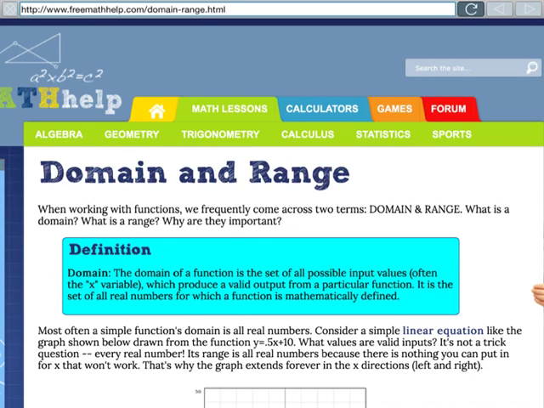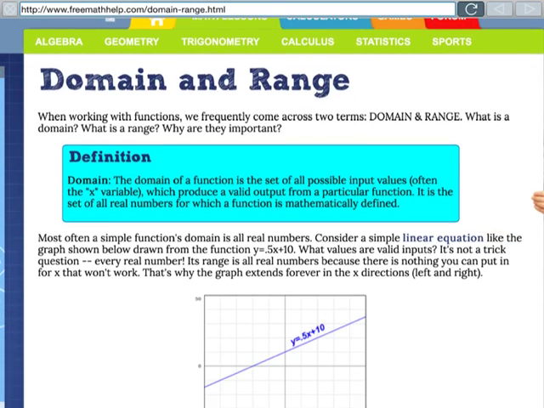And this domain, these input values, produce a valid output from a particular function. It is the set of all real numbers for which a function is mathematically defined. So most often a simple function's domain is all real numbers. And we're going to go on later and take this idea of domain and do a little bit more with it.